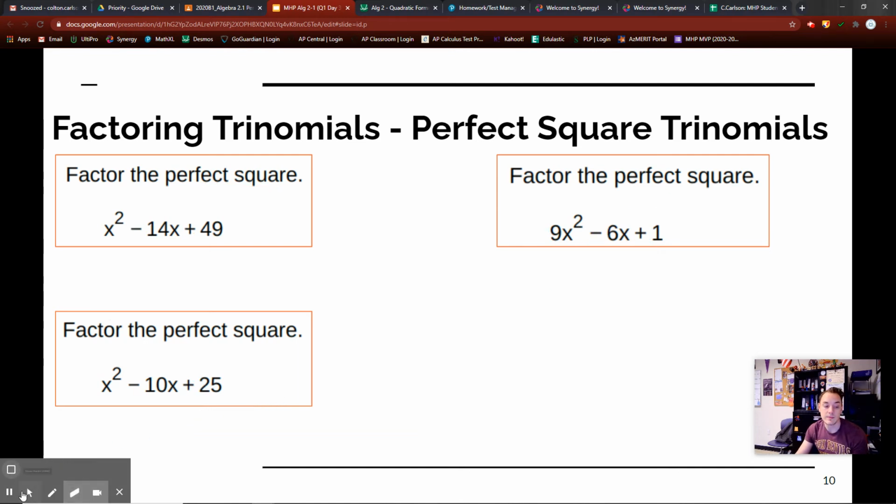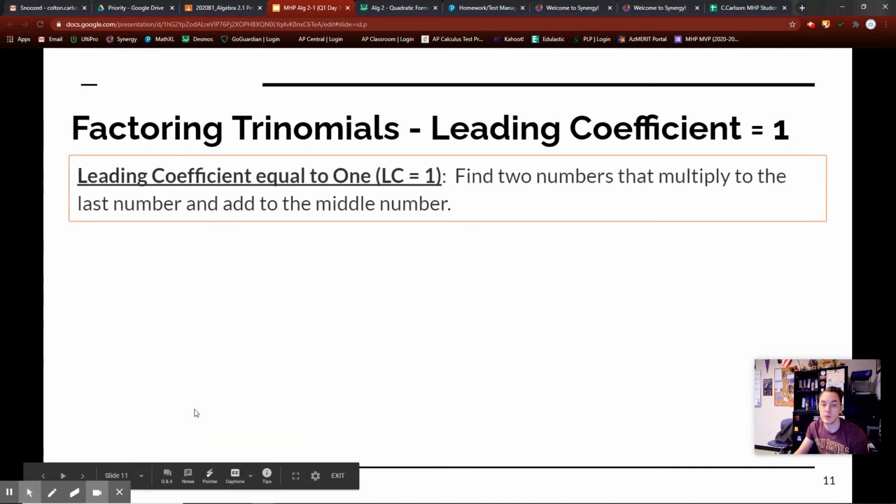So let's erase, and let's move on to what we call factoring trinomials with a leading coefficient of 1. So what if my leading coefficient is 1? My LC is 1.